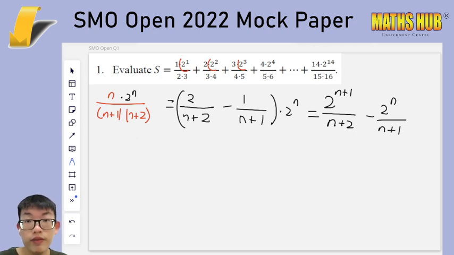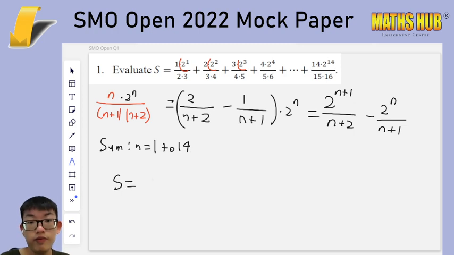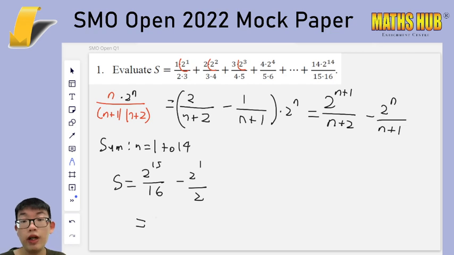So if you sum from n equals 1 all the way to n equals 14, you would expect that everything would cancel off except the first and the last term. The largest one would be when you put n equals 14 here, and you get 2 to the power of 15 over 16. The smallest will be when you put n equals 1 into here, and it's just 2 over 2. Okay, so this would be 2 to the power of 11 minus 1, and that is equal to 2047.